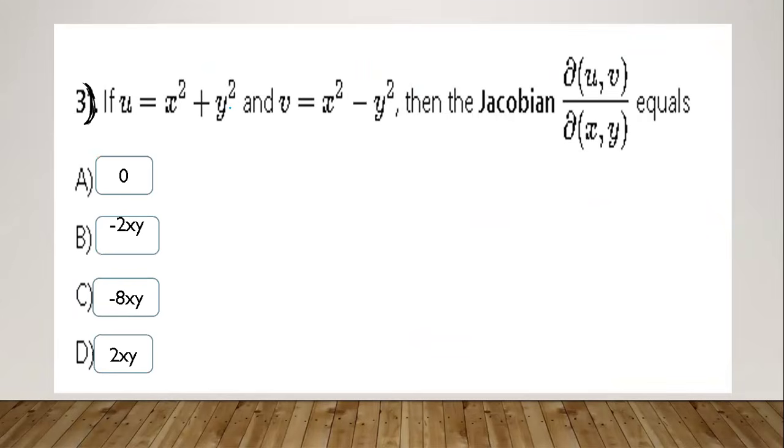Next question. If u is equal to x square plus y square and v is equal to x square minus y square, then the Jacobian, partial derivative of u comma v with respect to x comma y, equals? Do it and comment your answer in the comment box.